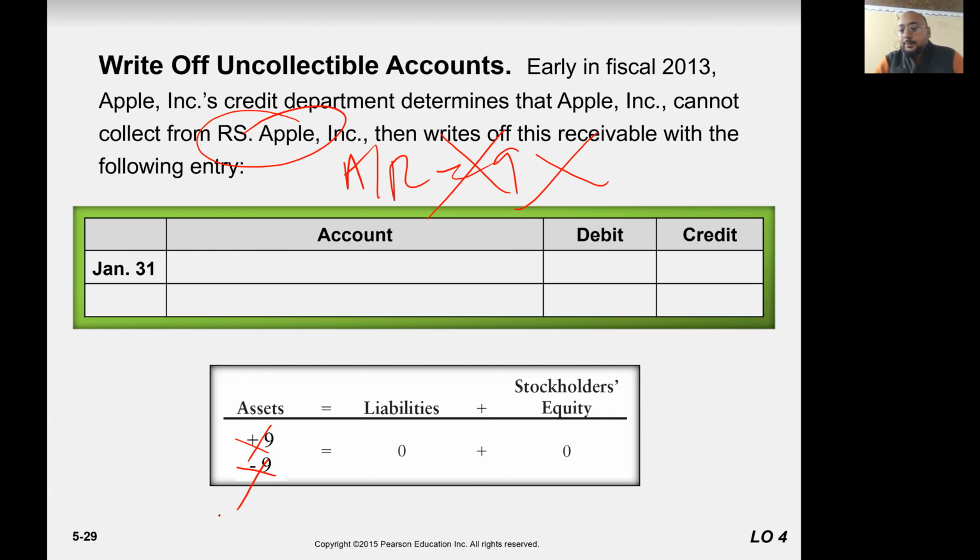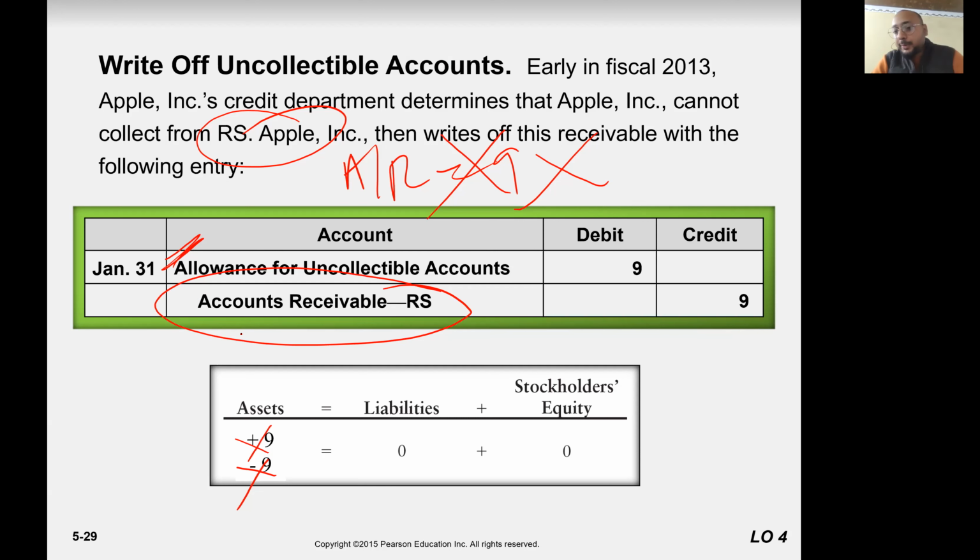All right. So how are we going to write this off? We charge allowance for uncollectible to simple account receivable. So did you see any expense here?